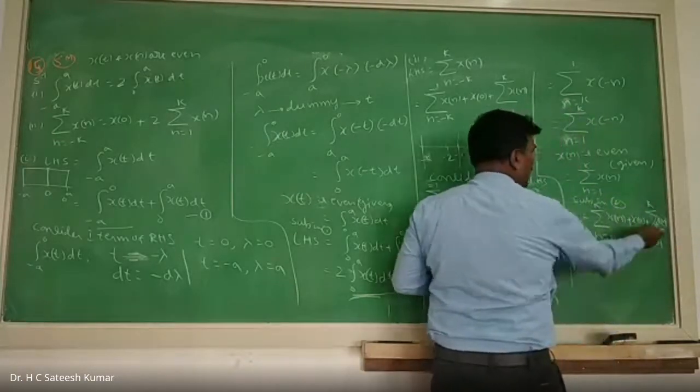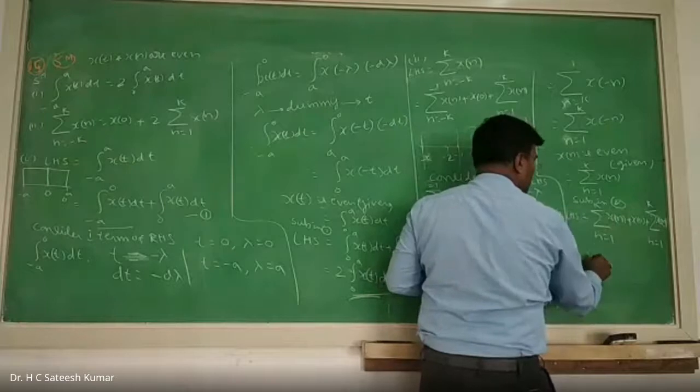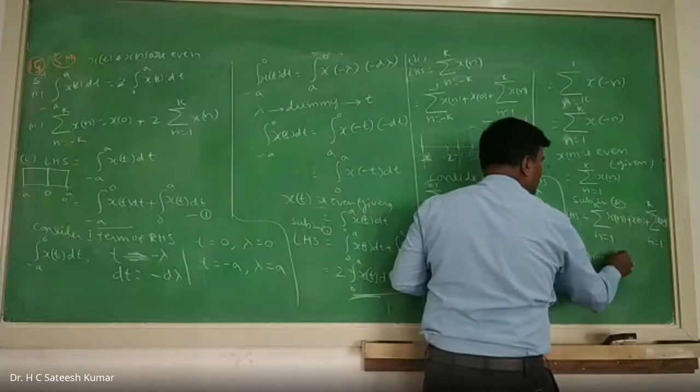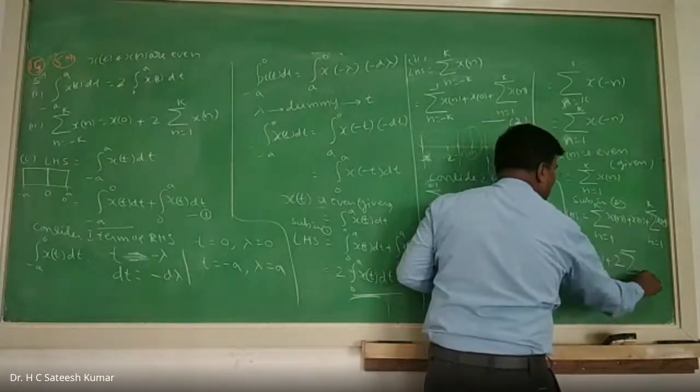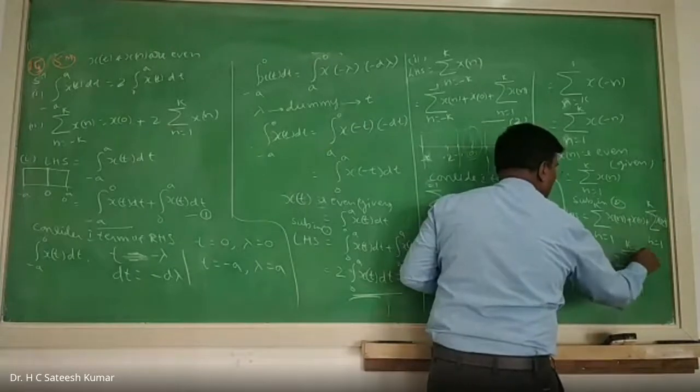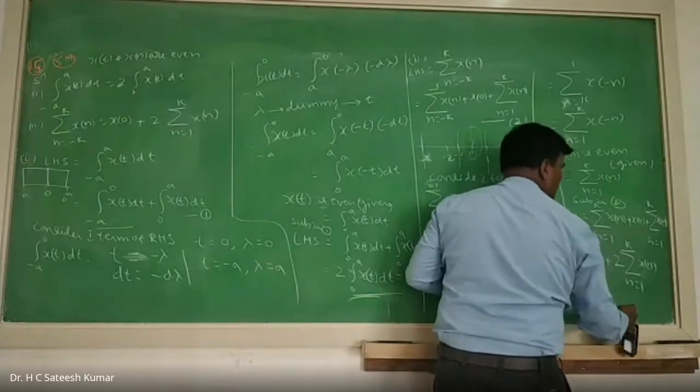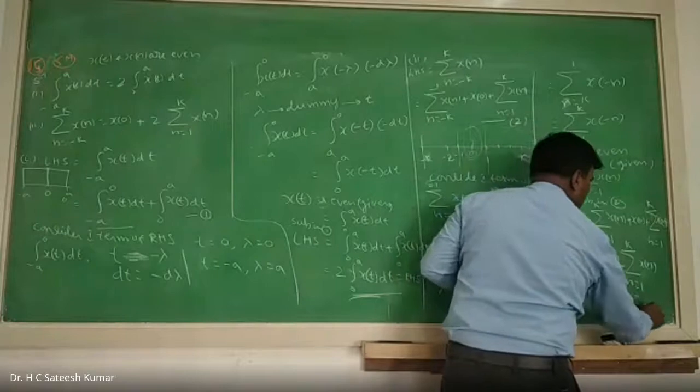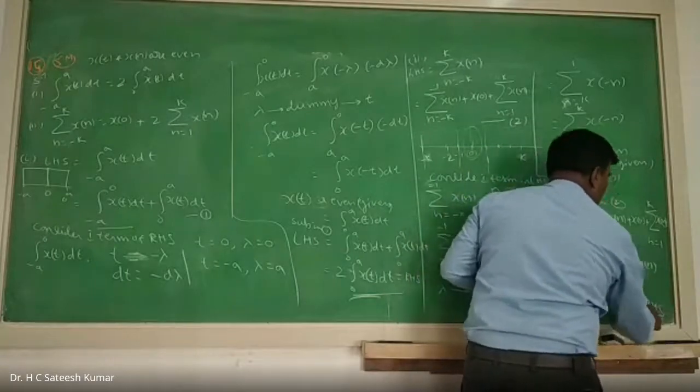Now, these two are the same, so add these two. Therefore, x of 0 plus 2 times the summation, n varies from 1 to k, of x of n, is equal to the RHS. That's how we should do it.